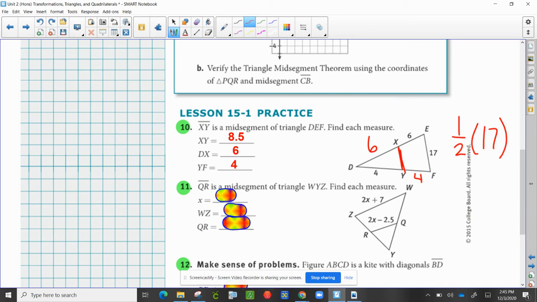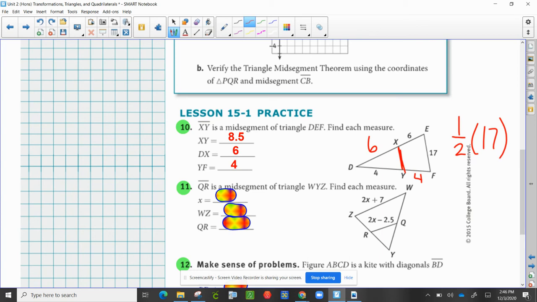Okay. Let's try another one here. It says QR is the mid-segment of this triangle WYZ. Find each measure. So we're going to find what X is and then find the length of WZ and QR. So this one's an algebraic one.